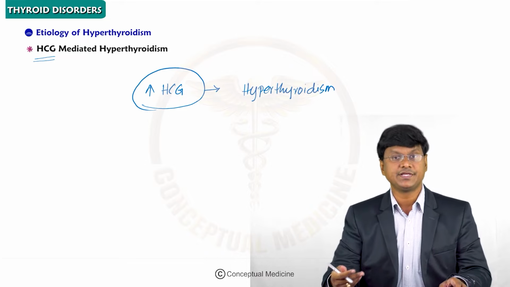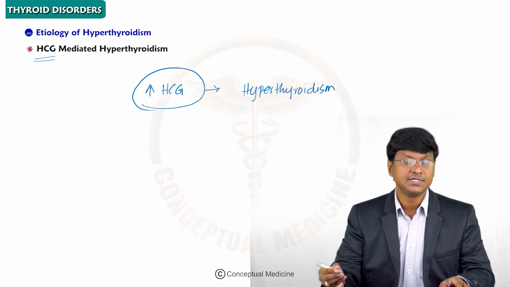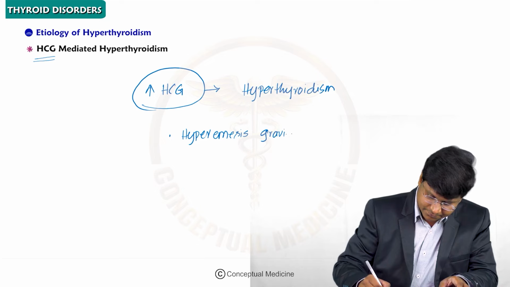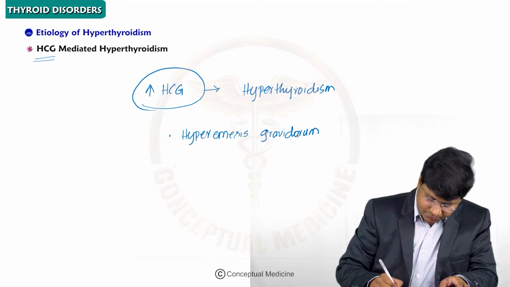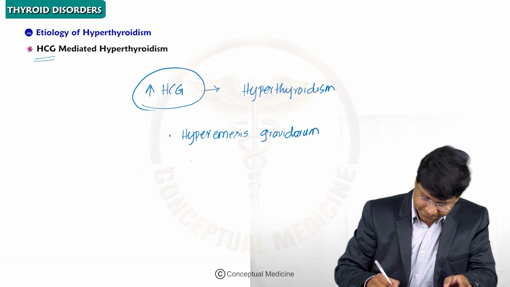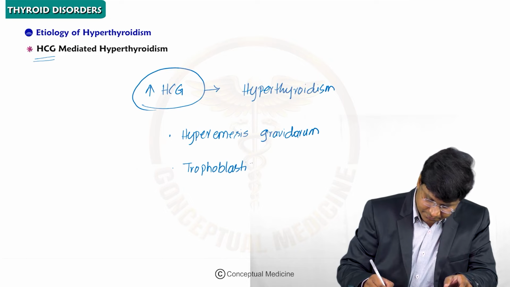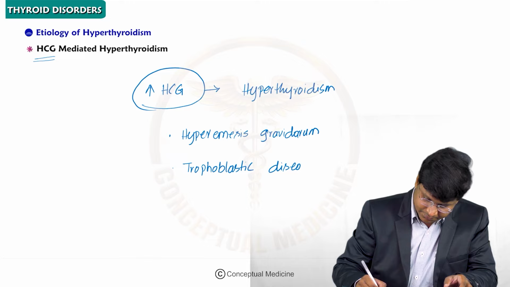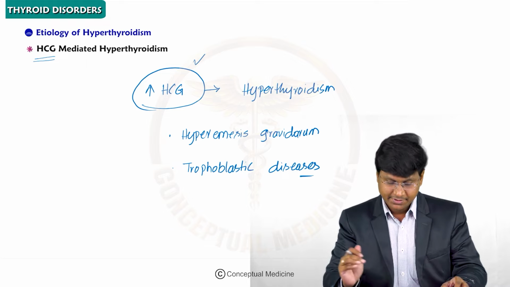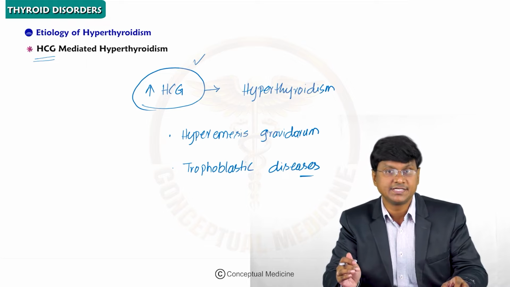Now, what are the conditions where there is excessive production of human chorionic gonadotrophin? That is hyperemesis gravidarum, and the second condition where there is excessive HCG production is trophoblastic diseases. Okay, so these are the HCG mediated hyperthyroidism causes, that is hyperemesis gravidarum as well as trophoblastic diseases.